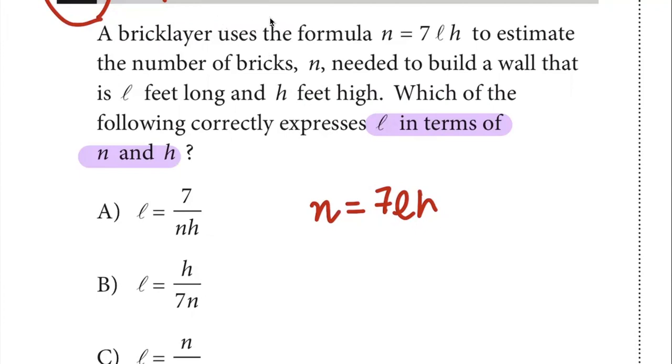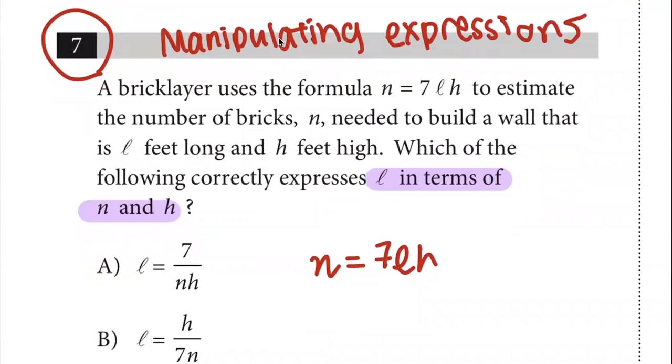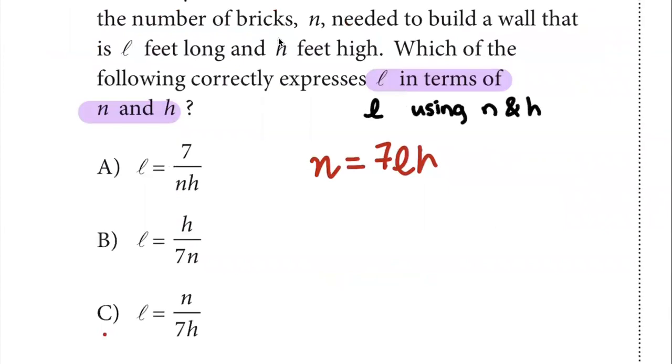And as you practice for the SAT math, you'll start to be able to classify these, like know if this question is a manipulating expressions question, and that will make it much easier. But whenever you see something in terms of something, it means just tell us L using N and H, which means we need to show L. We need to isolate L.